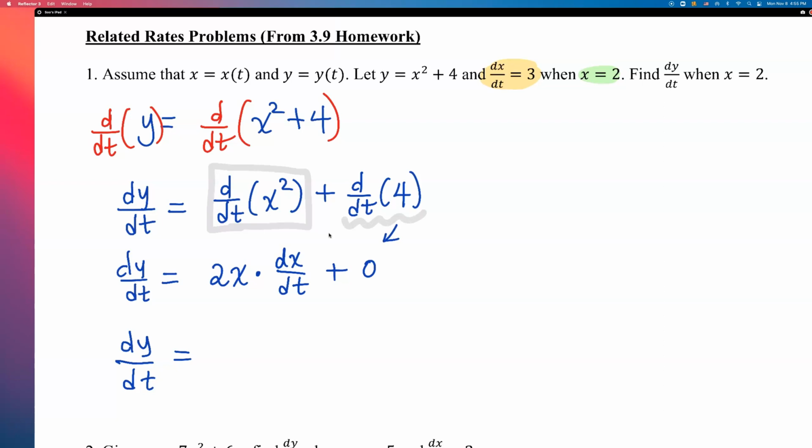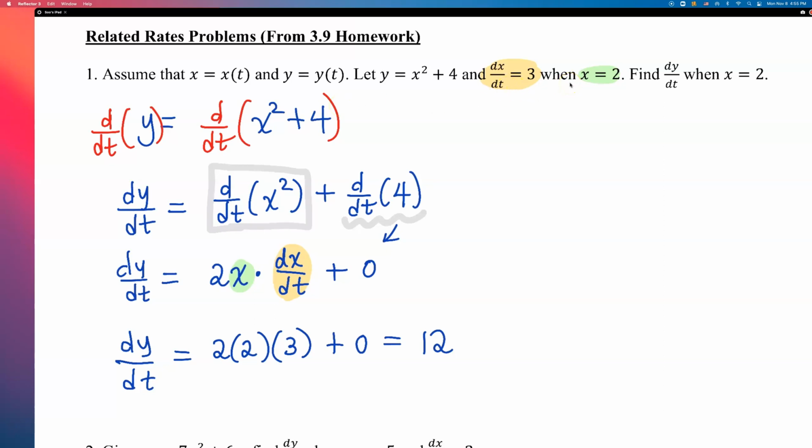They said x was 2, right? X was 2, and they said dx dt was 3. These are the two pieces that they gave us at the beginning. So I'm going to plug them in. 2 times 2, and what was the orange? Orange was 3, plus 0. So the final answer is 2 times 2 times 3, 12. That's how you do the related rates problem. You start by differentiating the equation implicitly and then plug in the pieces they gave us.